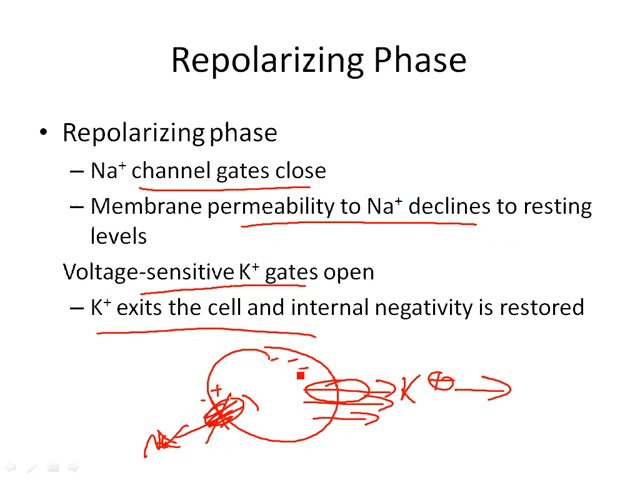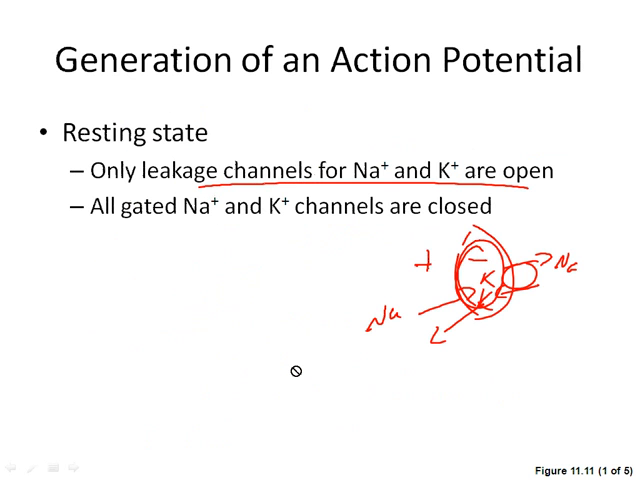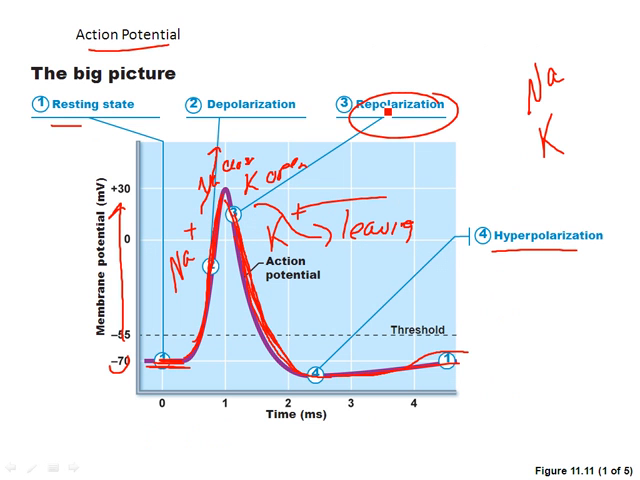So let's go back to our action potential picture. Here, your sodium channels have closed. No more sodium's coming in, so it's not going to get any more positive. Your potassium channels are opening, so your potassium is leaving the cell. As those positives are leaving the cell, your membrane potential starts to go back down, or repolarize. Now, you've got this little thing called hyperpolarization.